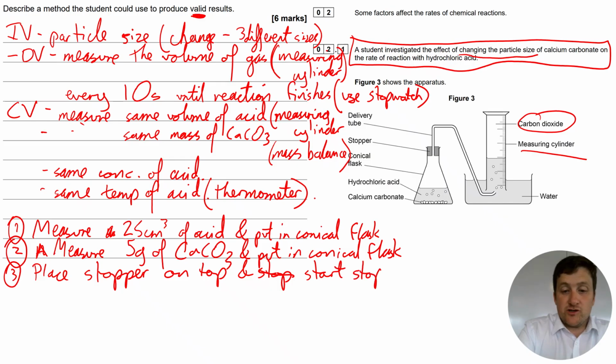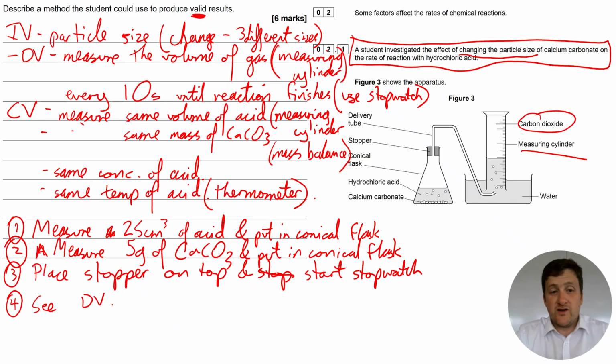Okay, this is important, that order. You cannot start the stopwatch until you're actually sure that the gas will go into the measuring cylinder and not just out of the conical flask. That's where it's important, okay? Start our stopwatch. We then do our dependent variable, because I've actually said it really nicely there. I'm going to measure the volume of gas every 10 seconds until the reaction finishes.